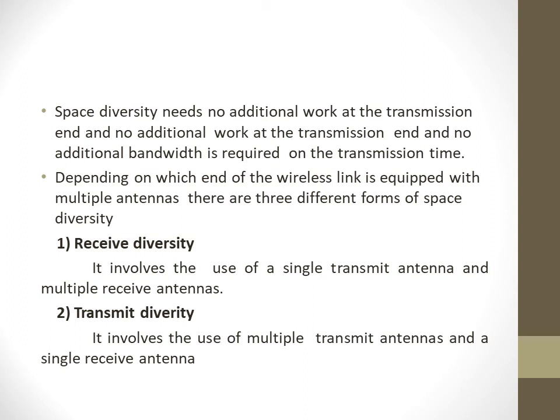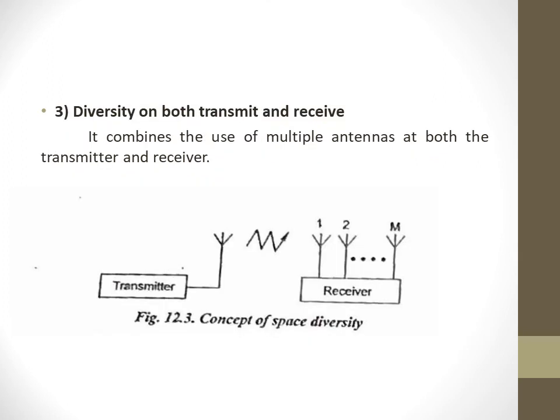The receive antennas are of multiple number. Then transmit diversity involves the use of multiple transmit antennas and a single receive antenna. Here, the transmit antennas are multiple. In receive diversity, the receive antennas are multiple; in transmit diversity, the transmit antennas are multiple, and the receive antenna is only single. The next one is diversity on both transmit and receive antennas.